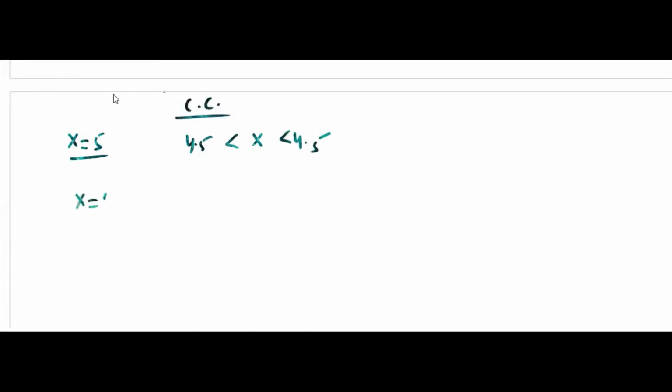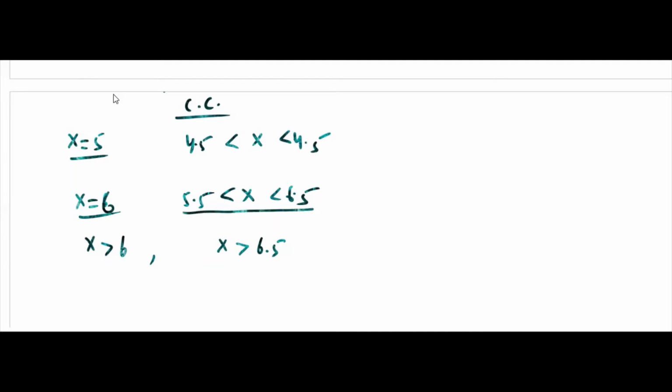Now, if x is 6, then x will be between 5.5 to 6.5. If x is greater than 6, then x will be greater than 6.5, because 6 already took up to 6.5. So greater than 6 means greater than 6.5. X less than 4 means x will be less than 3.5, because 4 means 3.5 to 4.5, which is already taken by 4. So less than 4 means less than 3.5.